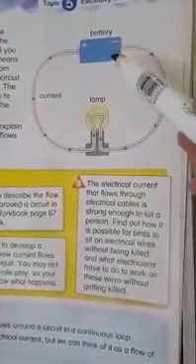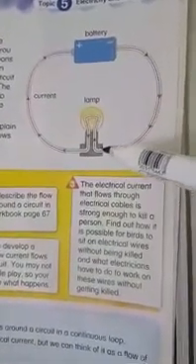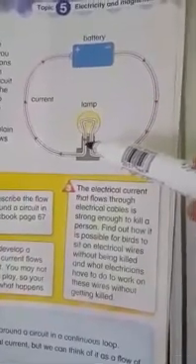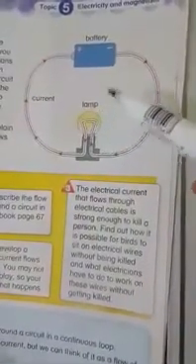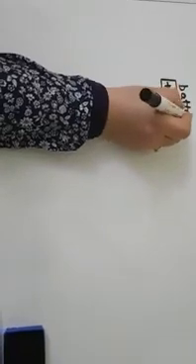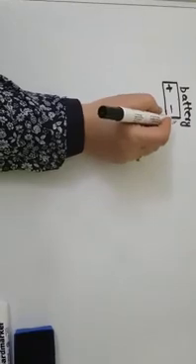Around the circuit, look at the diagram. Current flows from the battery around the circuit. Here we will draw a diagram to show how electrical current flows around a circuit in a continuous loop. This is positive, negative, battery. We can show how electric current is flowing.